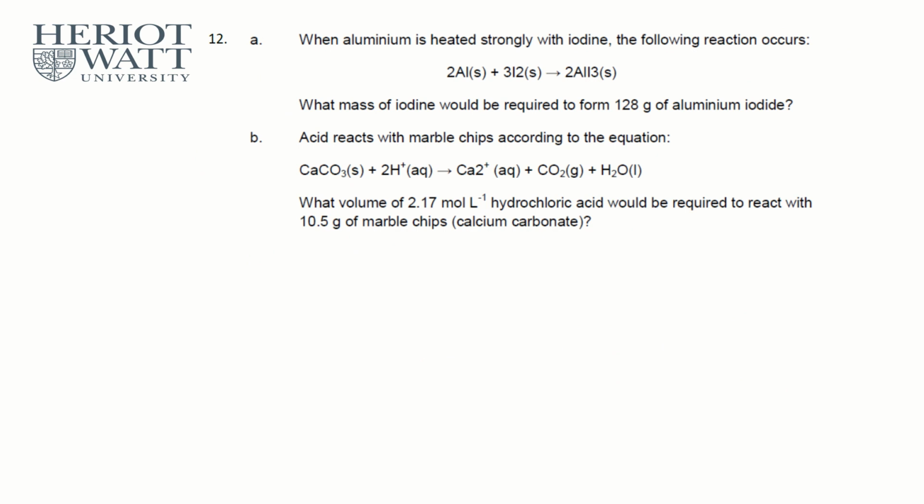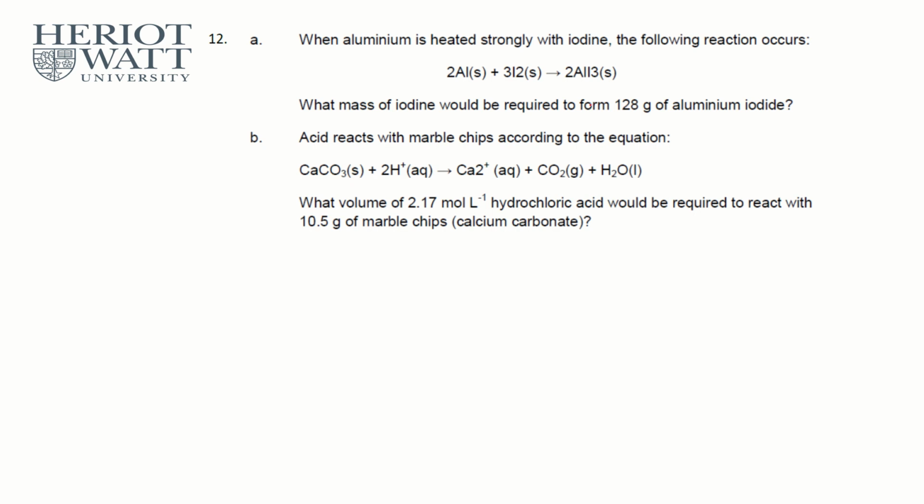Okay, now look at 12a. When aluminum is heated strongly with iodine, the following reactions occur. What mass of iodine will be required to form 128 grams of aluminum iodide? Whenever they give you equations or more than one compound involved, it's good that you write out the equations so that you know you need the balanced equation. Otherwise, the mole ratio would lead you to the wrong answer.